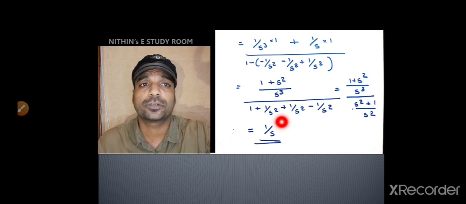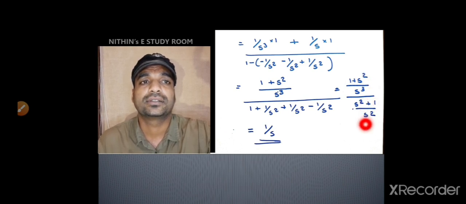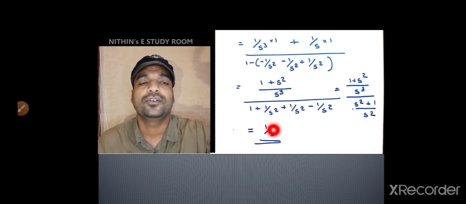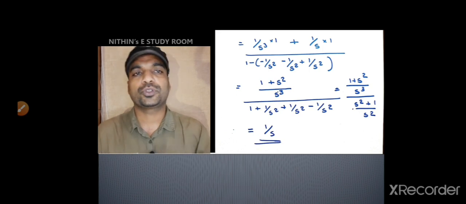1 plus 1 by s square becomes s square plus 1 by s square here. So the denominator is s square plus 1 by s square, and the numerator is 1 plus s square by s cube. So the s square plus 1 term in both numerator and denominator will get cancelled. It will become s square by s cube, that will give 1 by s. So this is the beautiful answer.